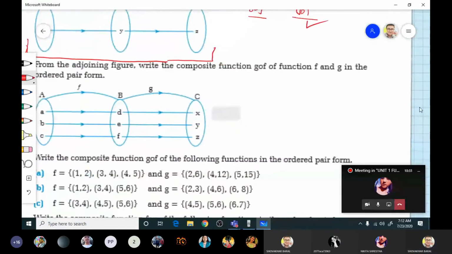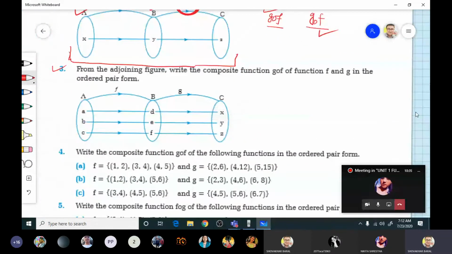Okay, from the adjoining figure, write the composite function g composite f of functions f and g in the ordered pair form. You may not see this as usual. We have discussed it in another form. In this figure, you will see the arrows straight mapped between the two sets, but we have used some other, distorted way. Let me draw in that form.